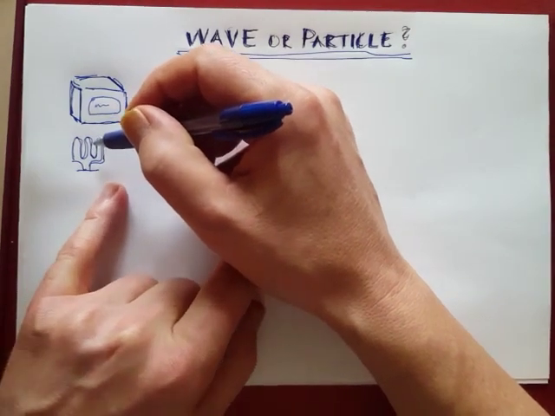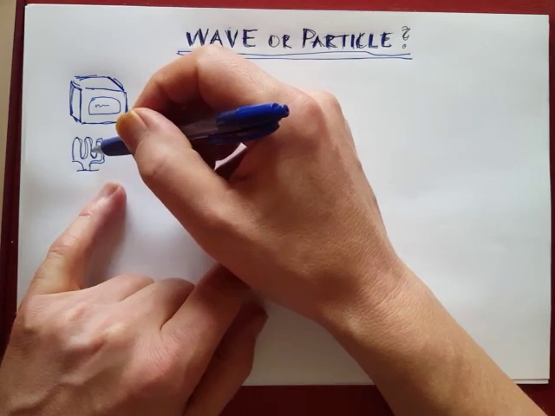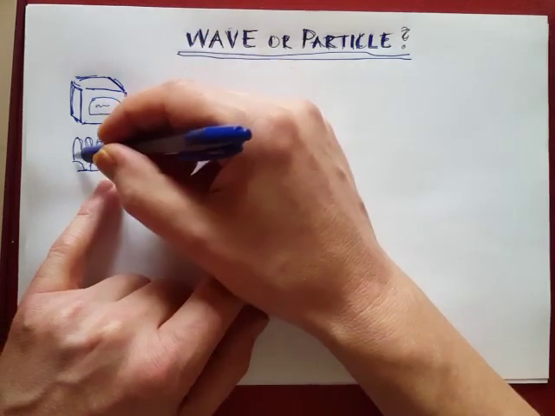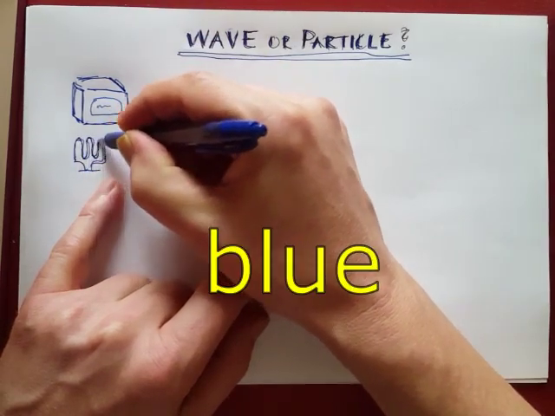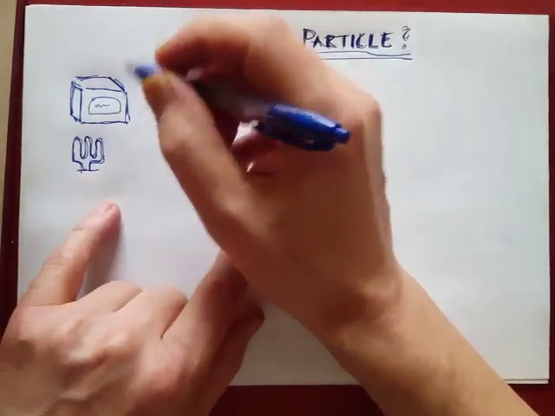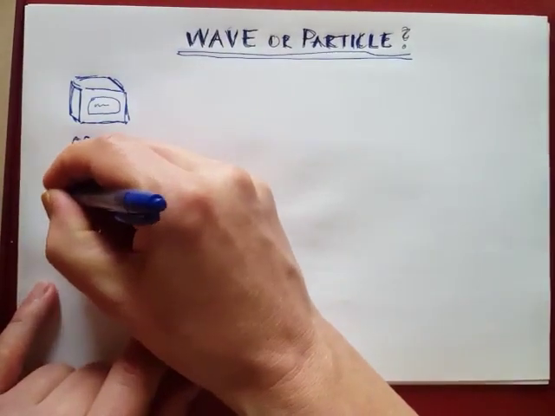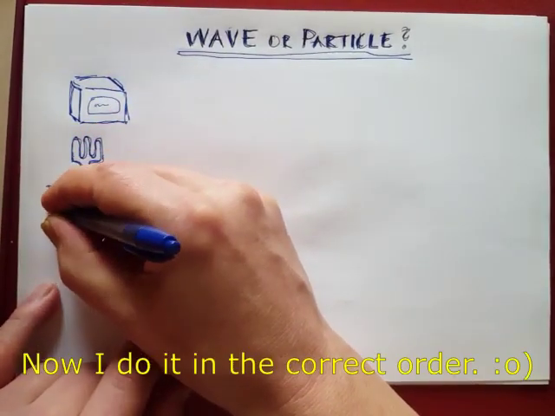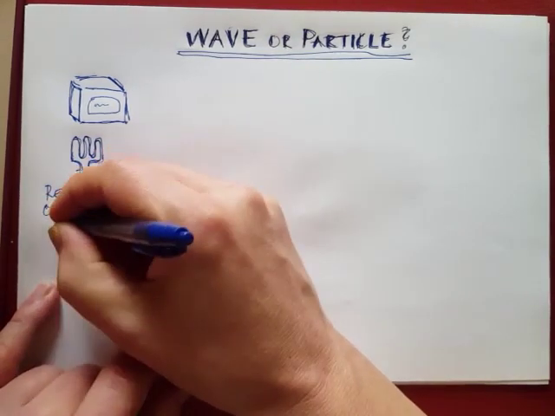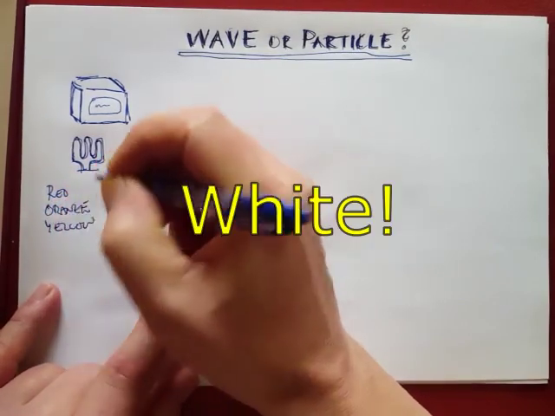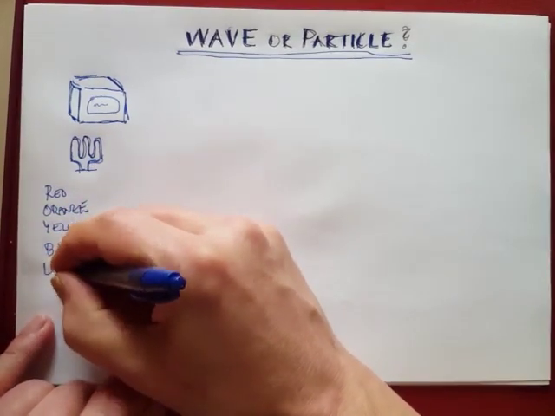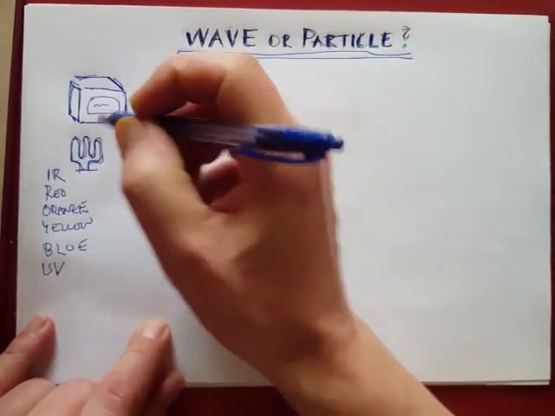I don't think there is an oven that hot, but if you continue, it will become white, and then if you go even further, it will become ultraviolet. So what I'm saying is, you have red light, and then orange light, and then yellow light, and then blue light, and then ultraviolet light, and here you have infrared light.